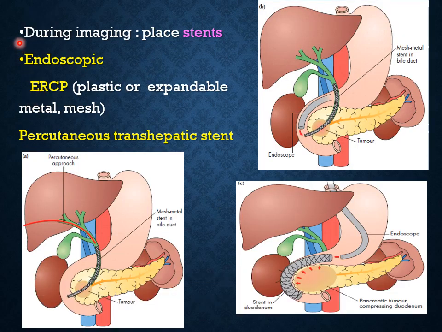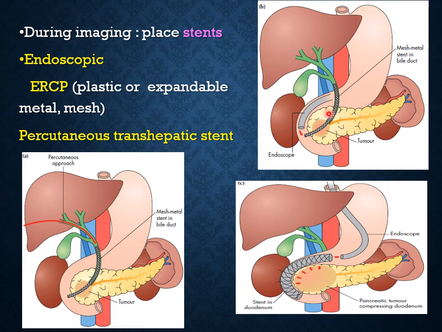Okay, if you have detected during the imaging phase that the tumor is unresectable, then what you can do is place stents either through the endoscope or percutaneously. The two important obstructions are bile duct obstruction and duodenal obstruction, bile duct obstruction being more common. Bile duct obstruction can be bypassed using a stent placed percutaneously through the liver into the bile duct and pushed right into the duodenum. Okay, this is done under fluoroscopy.